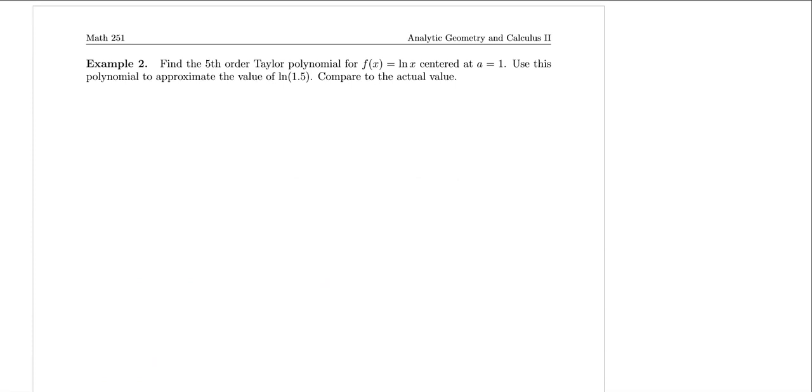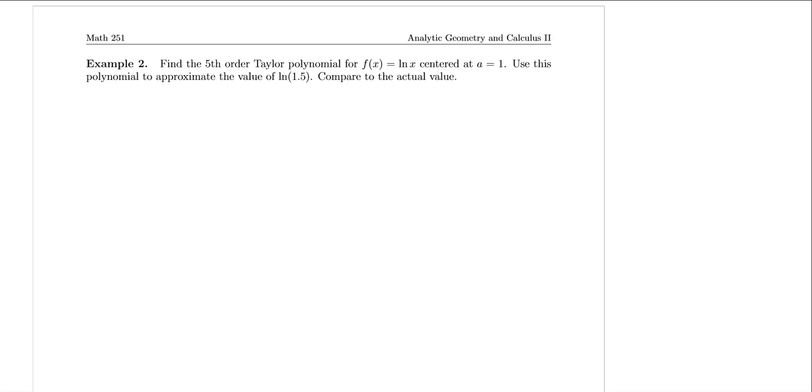Example 2 here, we're being asked to find the fifth order Taylor polynomial for f of x equals the ln of x centered at a equals 1. In this particular problem, I am telling you the a value. In the other problem, as we saw, I told you that it was centered at x equal to 0, but that's the same thing. You care about where you're centering or where you're basing your approximation from. Now with this Taylor polynomial, we want to approximate the value of the ln of 1.5 and then compare it to its actual value. All right, so let's go ahead and take a look.